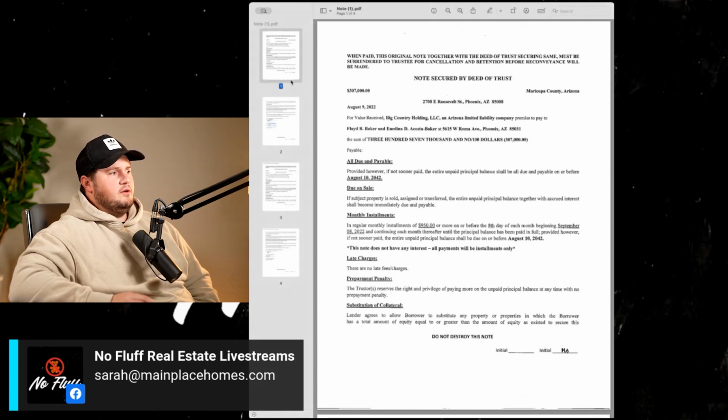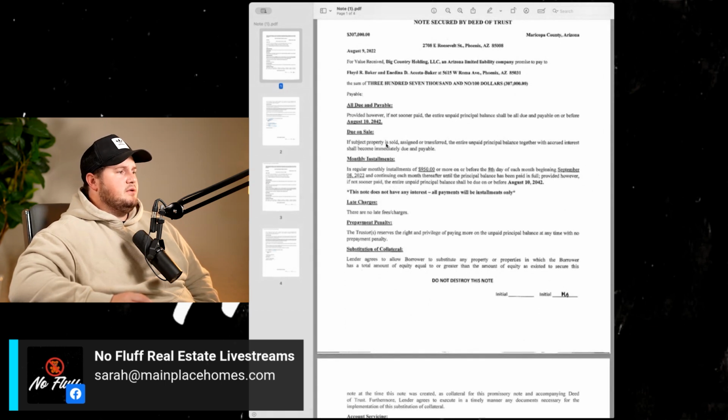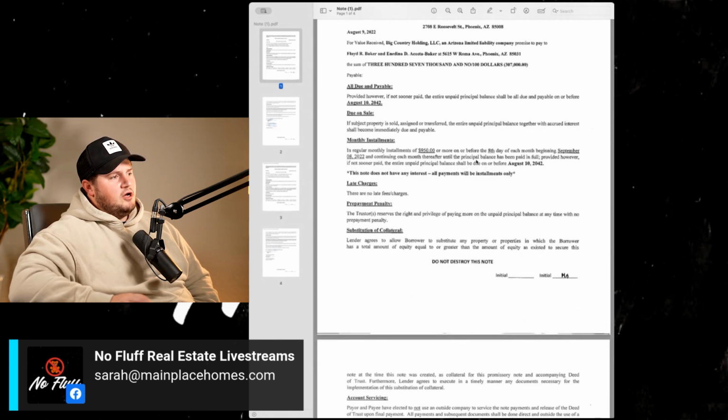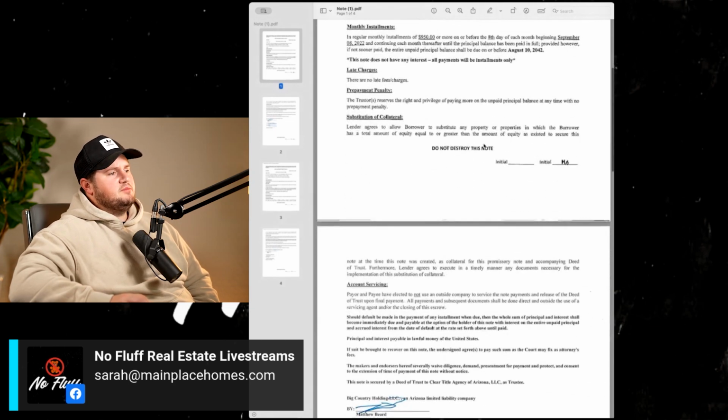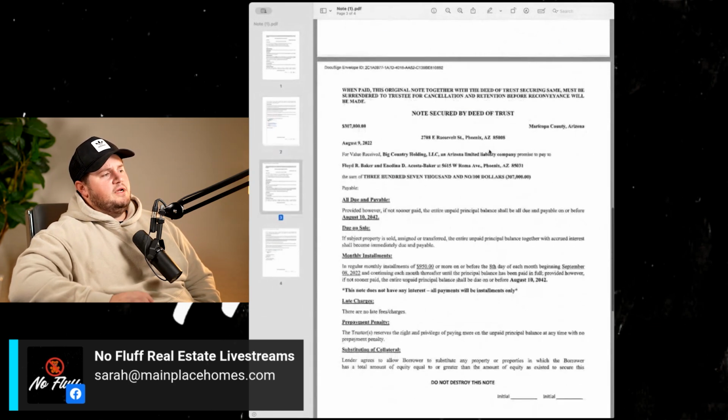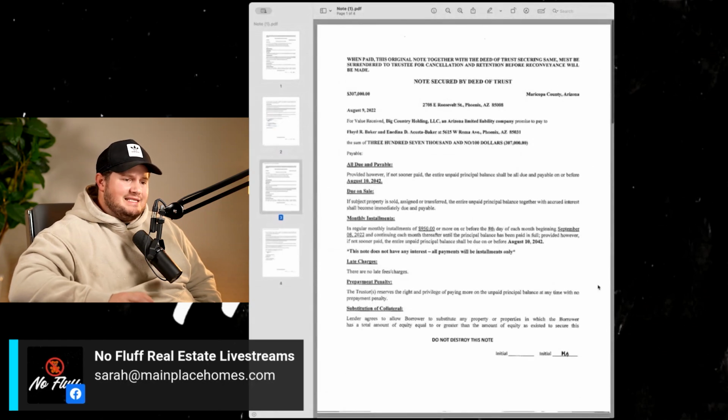This is a note for one of my own properties, right? So here, note secured by a deed of trust. All right. Here's the note itself. Here's my company. If the property is sold, assigned, or transferred, they have a due on sale clause. Here's the installment. So all this information that gets put on the note comes from that section in the contract.